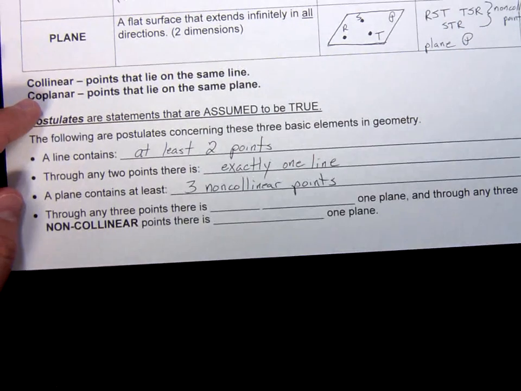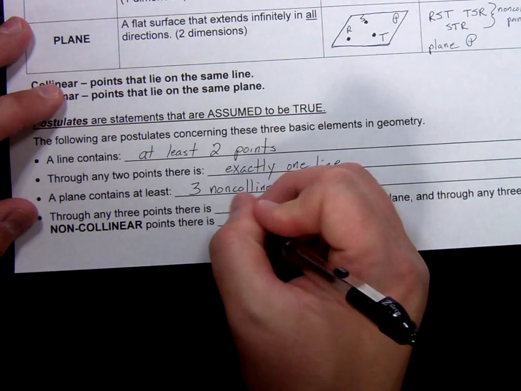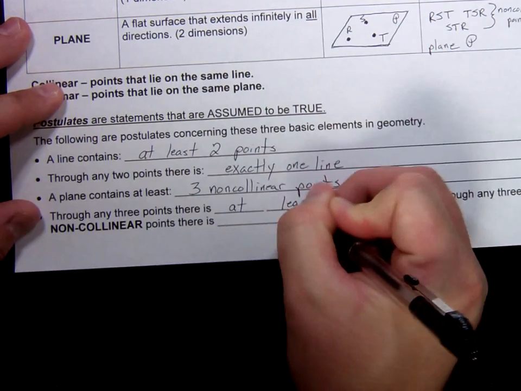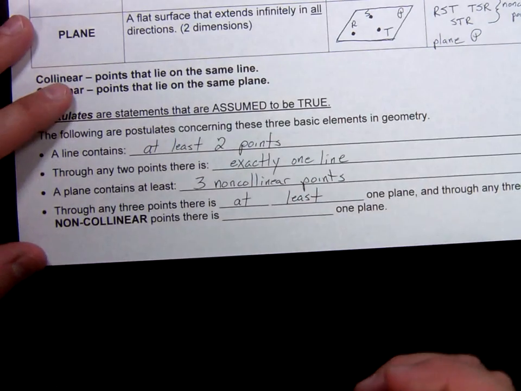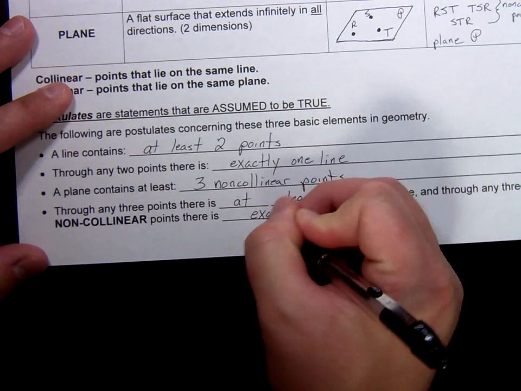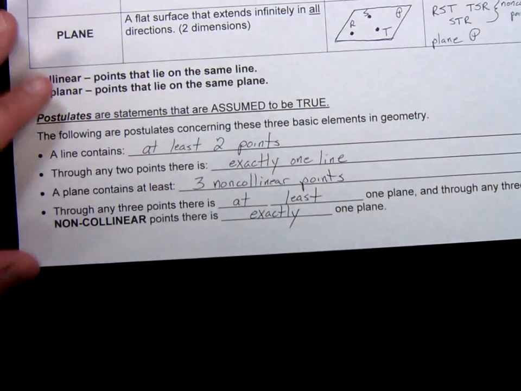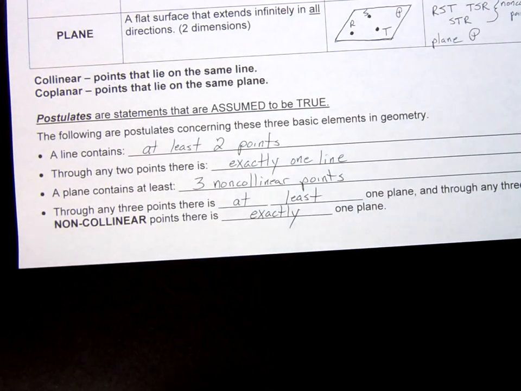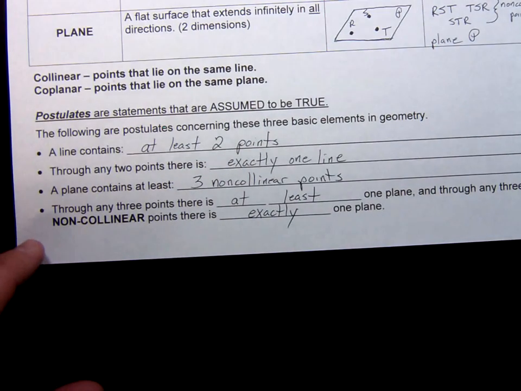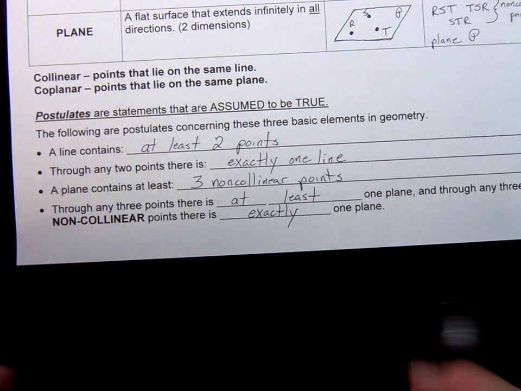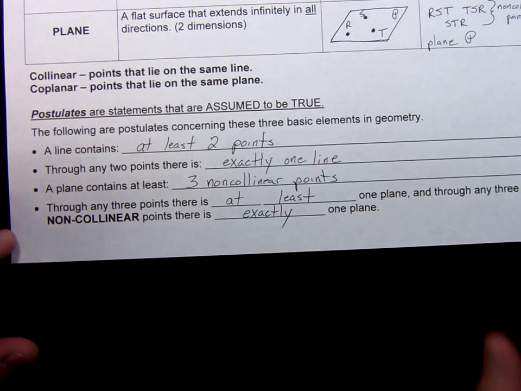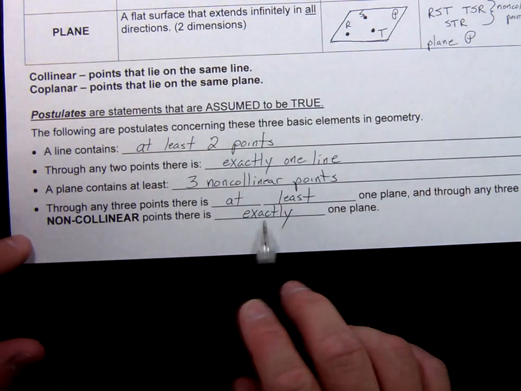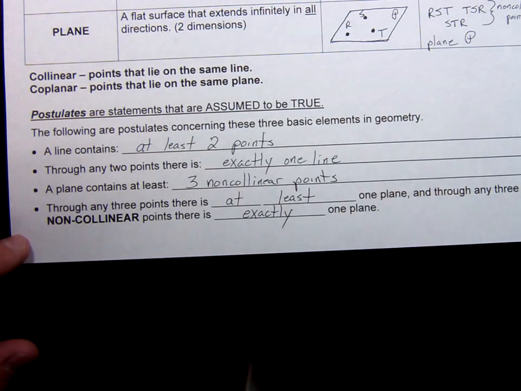So through any 3 points, there is at least one plane. And through any 3 non-collinear points, there is exactly one plane. Now this is where I have a visual for the class, but I can't really give that to you on the video. Understand that if the 3 points are collinear, if they're all on the same line, there's actually an infinite number of planes that can go through those 3 points. If the 3 points are non-collinear, there's only one, and there's exactly one.